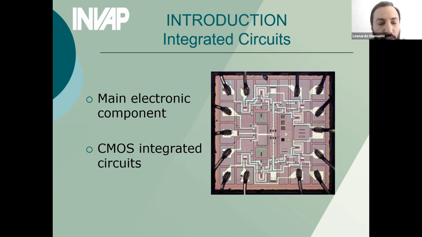the electronics nowadays almost always uses integrated circuits, not discrete circuits. It means not separate individual transistors and other devices interconnected in a board. Instead of that, we have a very small amount of discrete components and a great integration in chips, in integrated circuits, where the CMOS technology has become the most important in the majority of the applications.